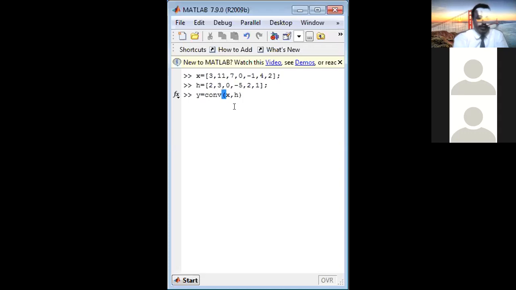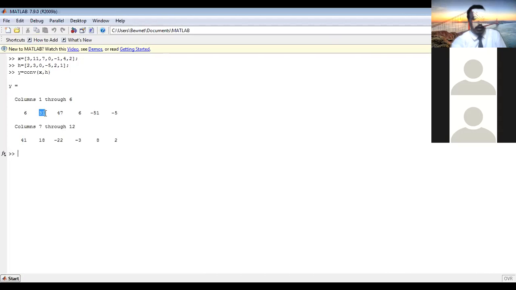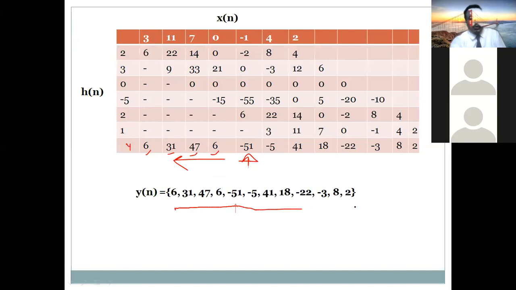Now, when you enter, you will get the output. You look here. We get the output 6, 31, 47, 6, minus 51, minus 5, 41, up to 2. You can check the answer with the method we have done here using the tabular method. You get the same answer, 6, 31 up to 2. Okay, this is how we do it.